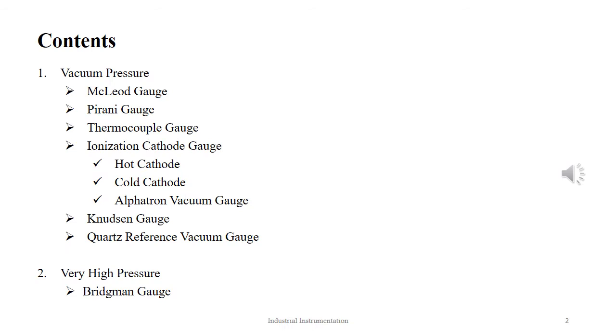The topics that we will cover here are vacuum gauge, under which we will see McLeod gauge, Pirani gauge, thermocouple gauge, ionization cathode gauge, which are of three types: hot cathode, cold cathode, and Alphatron vacuum gauge. Then we have Knudsen gauge and quartz reference vacuum gauge. Under very high pressure gauge, we have Bridgman gauge.